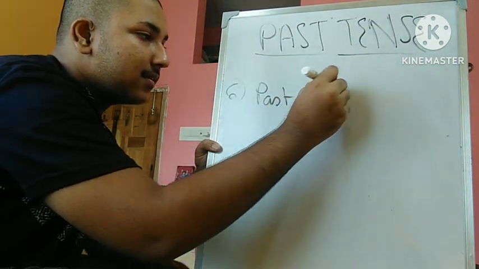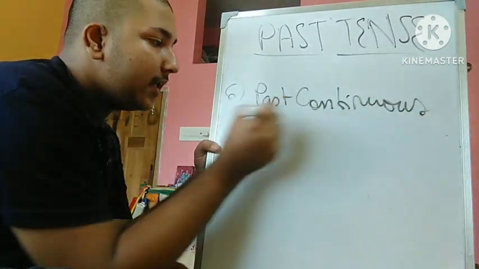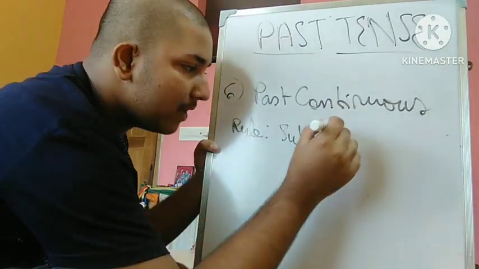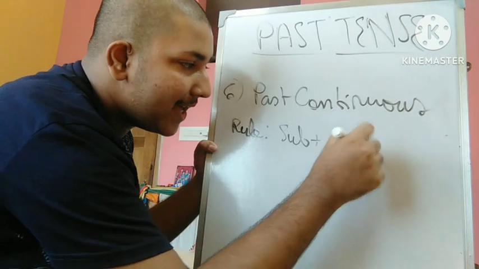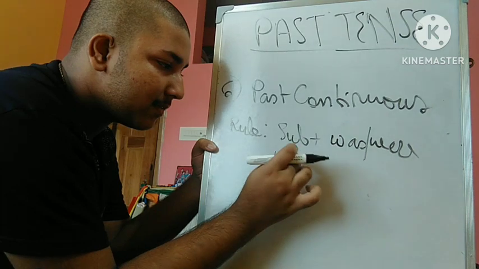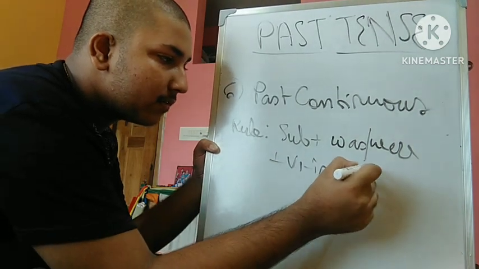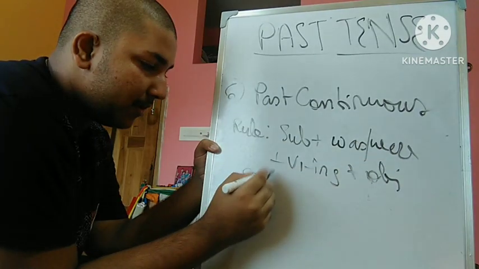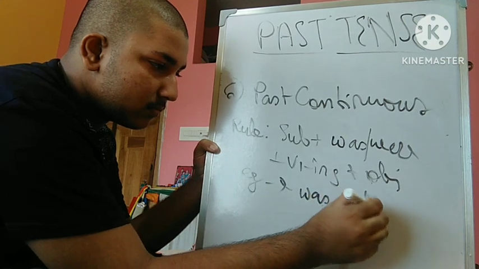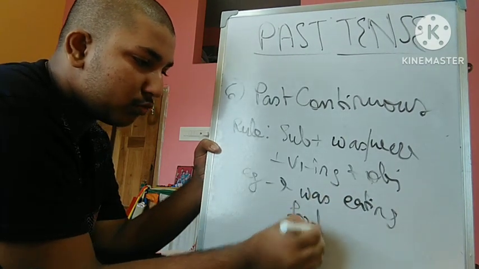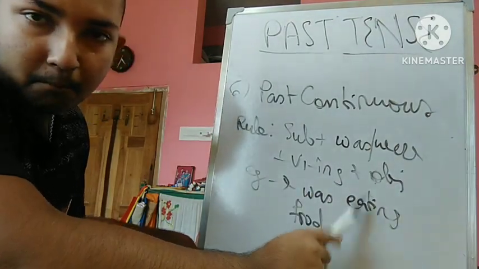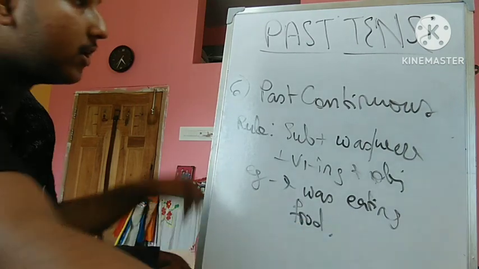Past continuous rule, as usual before, subject plus was/were. Remember the be verb, was/were, plus V1 plus object. Example, I was eating food. I was eating food. Moving to next.